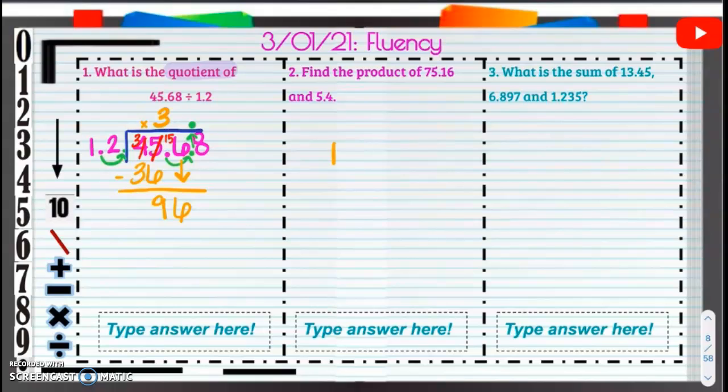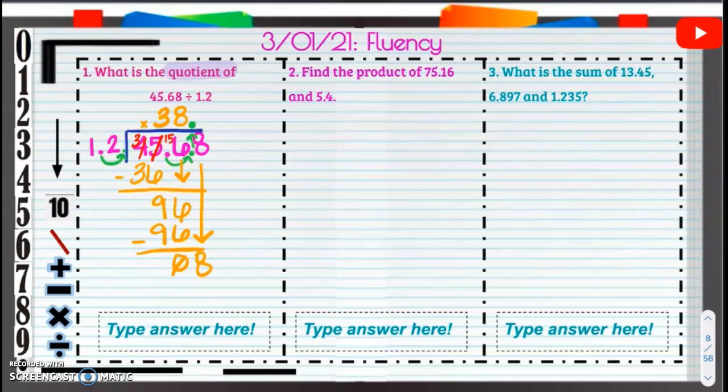I don't know, let's try 12 times, I don't know, maybe 8? 8 times 2 is 16. 8 times 1 is 8, plus 1 is 9. Look at that! It can go in 8 times. And that does equal 96. When we subtract, we get 0. Am I done? No, we still have to bring down that 8.